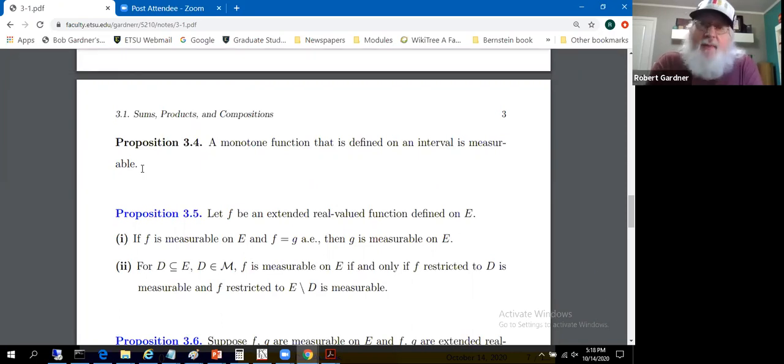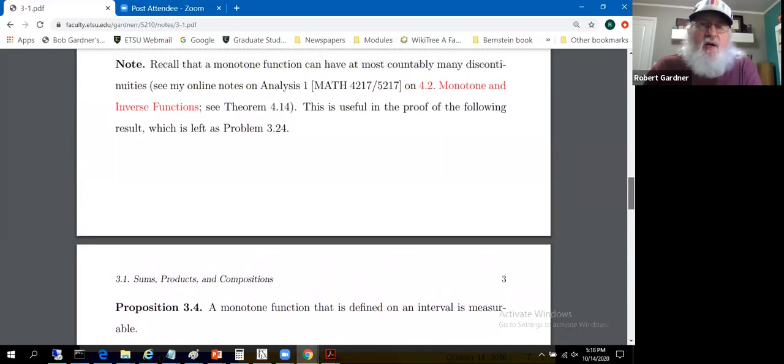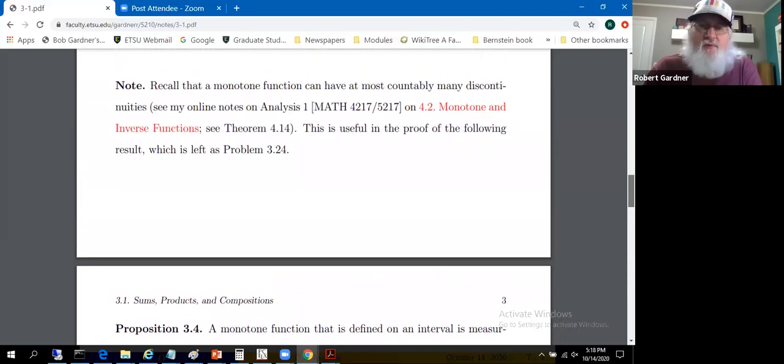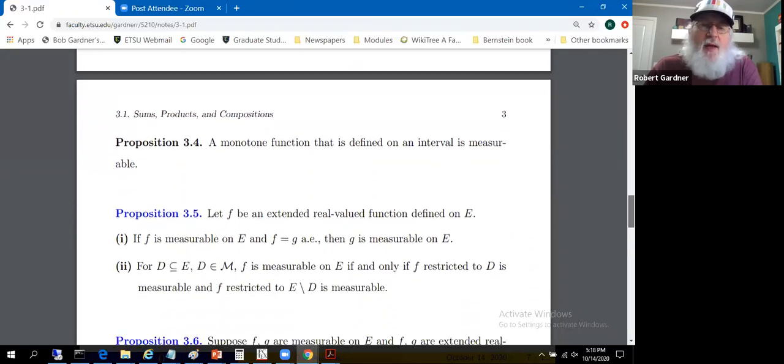And I know something about the discontinuities. I know there's at most countably many of them. Actually, I know what kind of discontinuities there are as well. They're jump discontinuities. So that's a homework exercise, but this property of discontinuities of monotone functions you'll find useful in the proof of that.